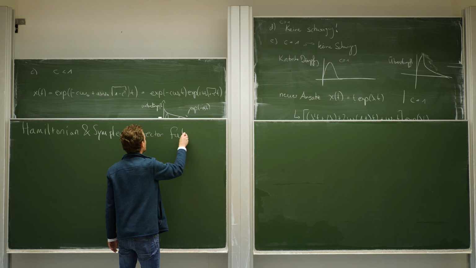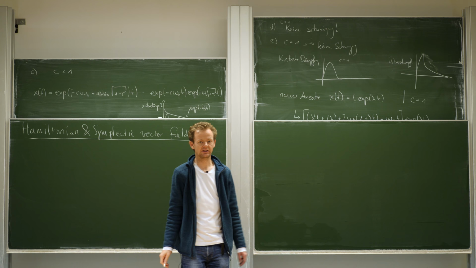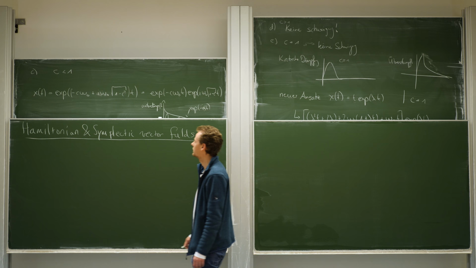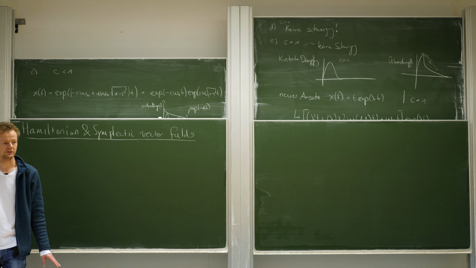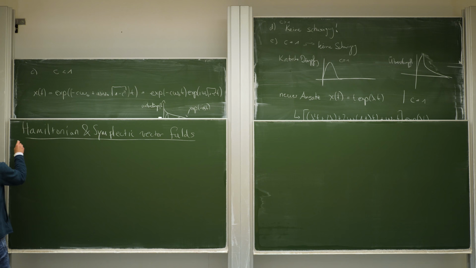All right, in the previous lecture we began looking at vector fields on symplectic manifolds. And now we're going to move on to introduce some particular kinds of vector fields which will be of great utility in trying to generalize the formalism of classical mechanics. So let's start with a definition.